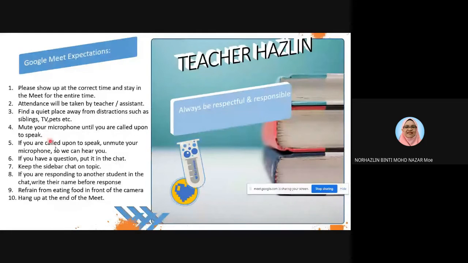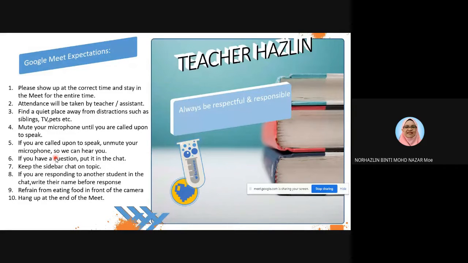Number four, mute your microphone until you are called upon to speak. Number five, if you are called upon to speak, unmute your microphone so that we can hear your answer, which is very important. You must participate in the discussion. It's a signal to me that you understand. Kena bantu cikgu untuk jawab soalan-soalan atau berdiskusi in the Google Meet, so that satu sign pada cikgu bahawa awak faham.